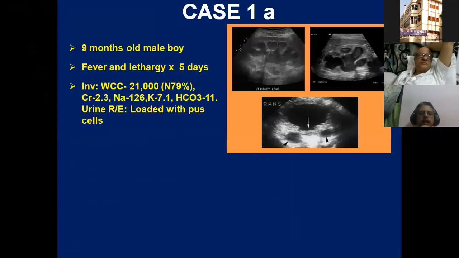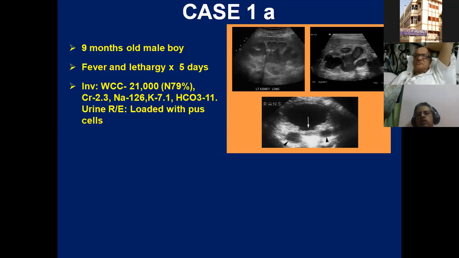So this was a 9-month-old boy who came in with fever and lethargy for 5 days, and what we can see here is that definitely the white cell count is high. Apart from that, there are a lot of pus cells in the urine, so it is a UTI. But equally interesting is the creatinine, which is high, and what is more important here is that the potassium is very high and sodium is very low, and the child is acidotic.